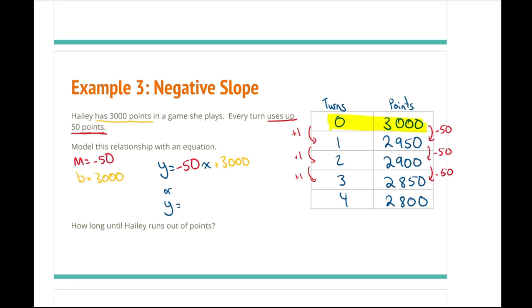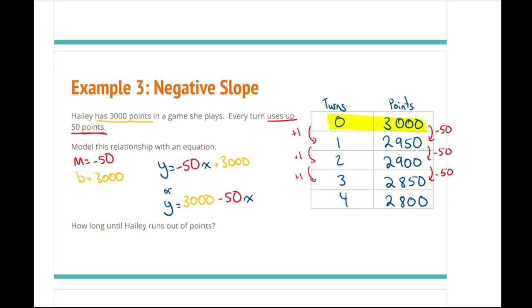Now, some of you may like it written slightly differently. You might like to start with 3,000 and then you're minusing 50 for every turn, so minus 50x. Either way works, you're just basically rearranging the equation.